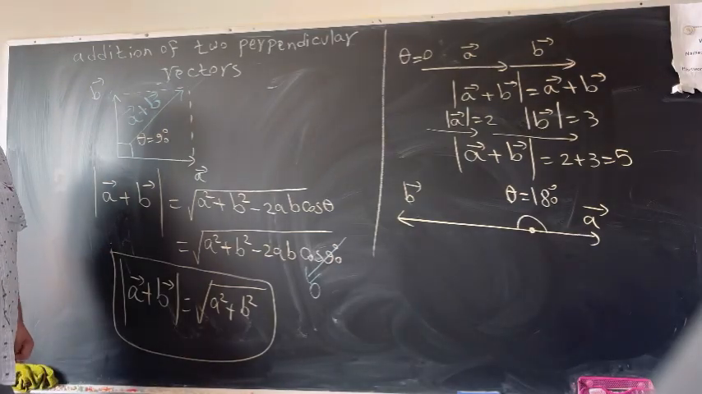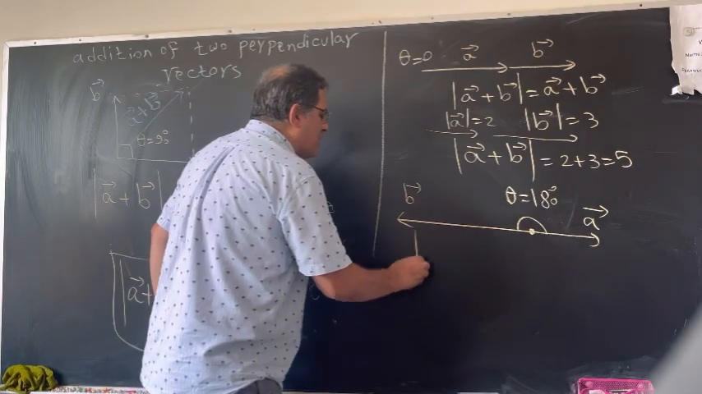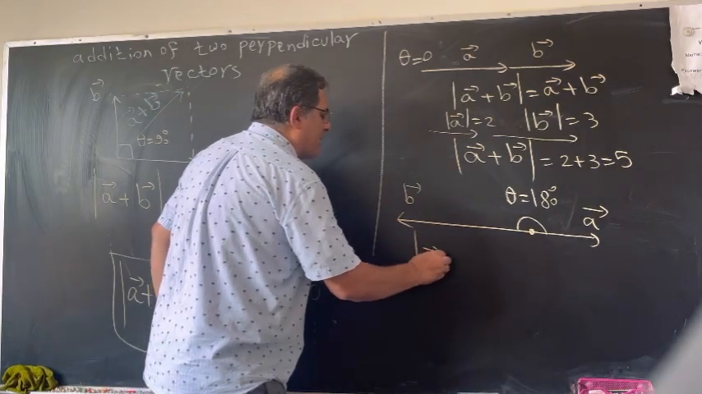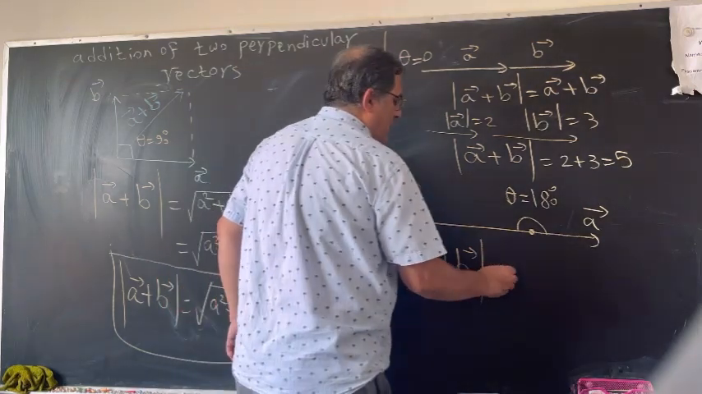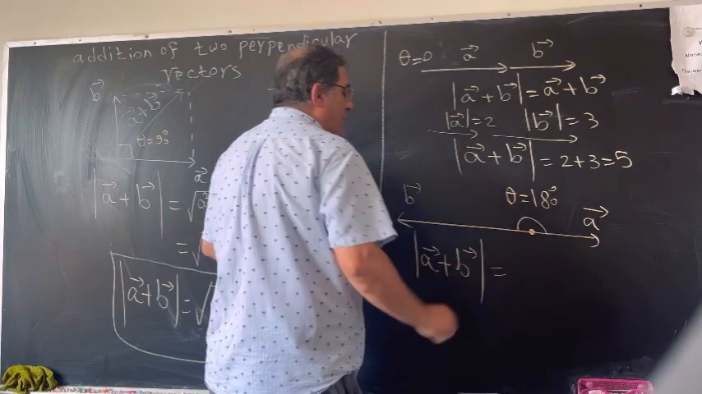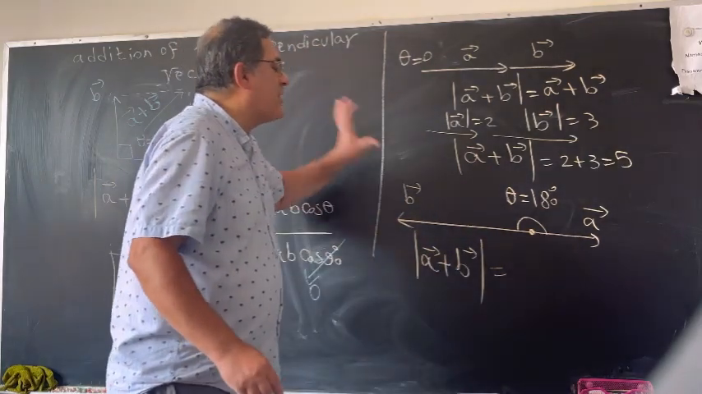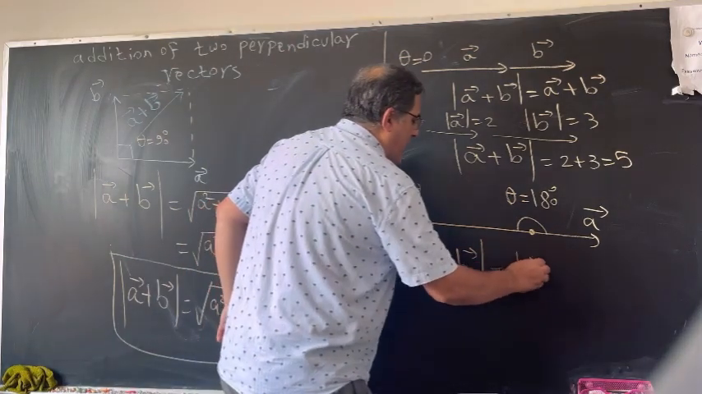The angle between two vectors is 180. In this case, how do you find the magnitude of the addition or resultant? Because the two vectors are in opposite directions, you must subtract. Assuming B is bigger than A, you write B minus A.